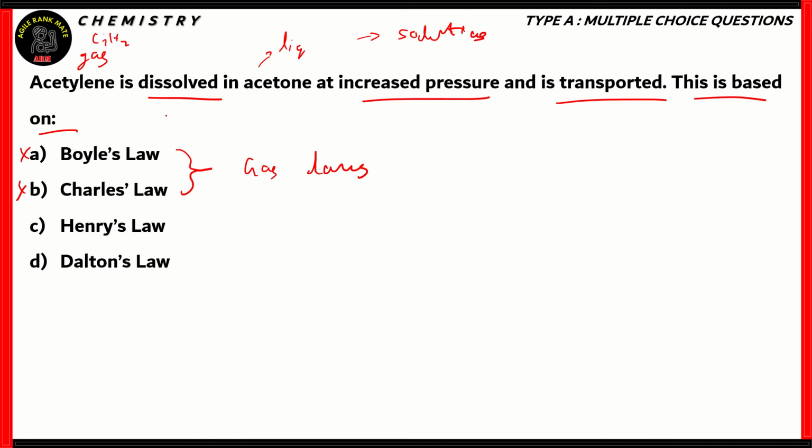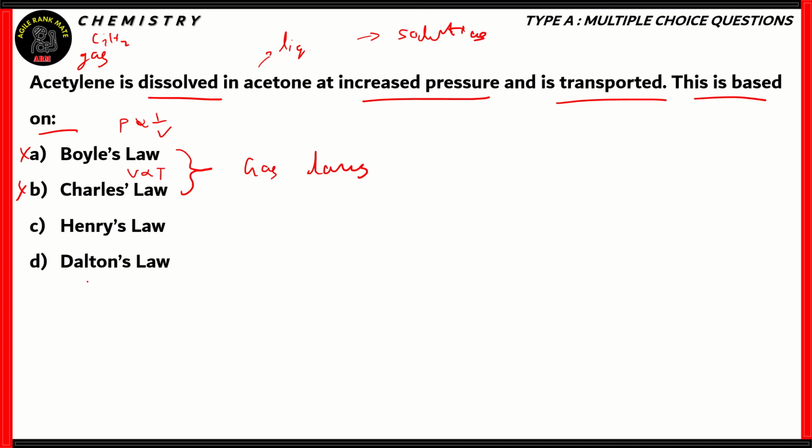Boyle's law dictates that pressure is inversely proportional to volume. Charles' law dictates that volume is proportional to temperature. So therefore, both of these cannot be the basis for acetylene transported at increased pressure. So option B is incorrect.